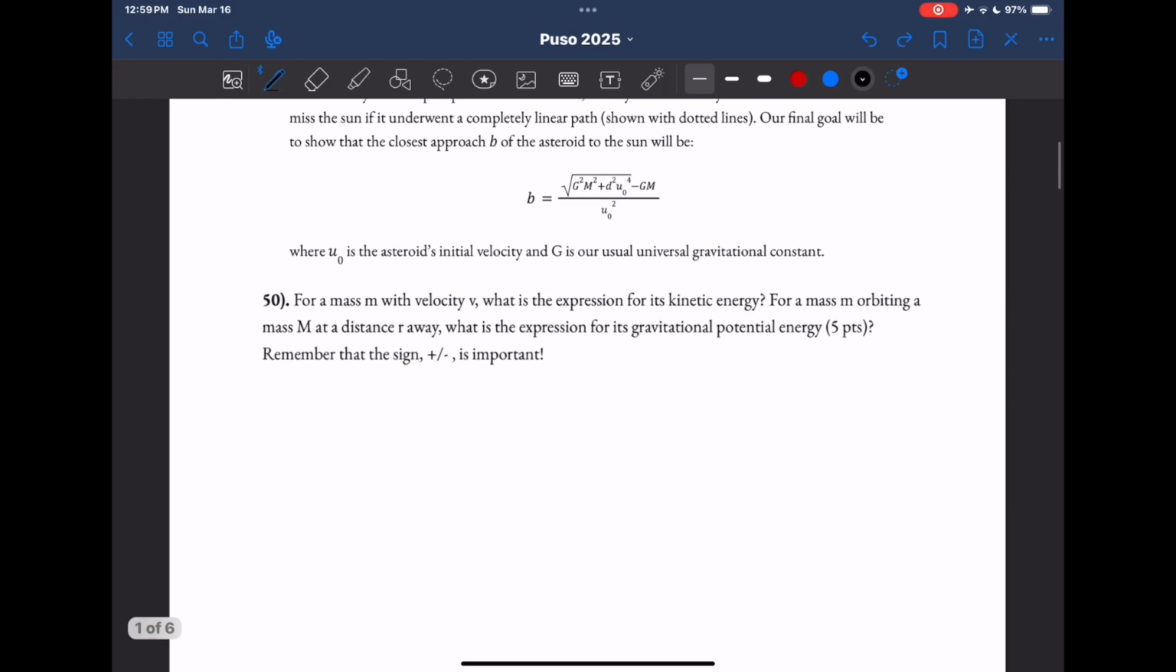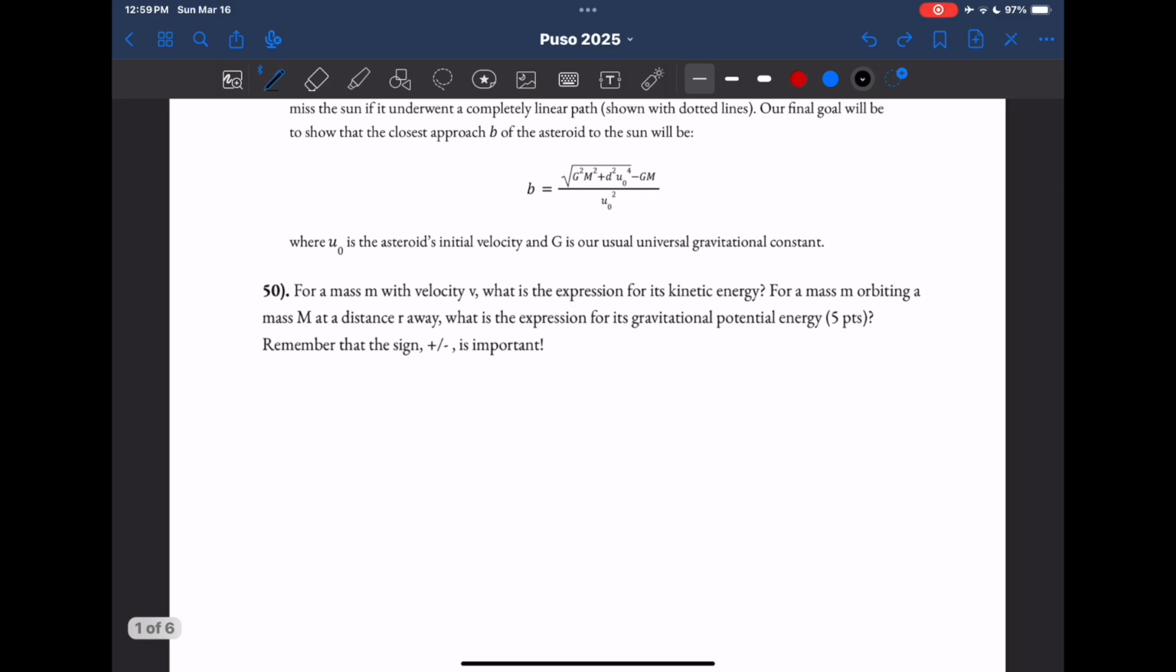Okay. So first question is, for a mass m with velocity v, what is the expression for kinetic energy? So you guys hopefully know this. Kinetic energy, if you haven't seen it before, you can express it as this, with the mass here and velocity there.